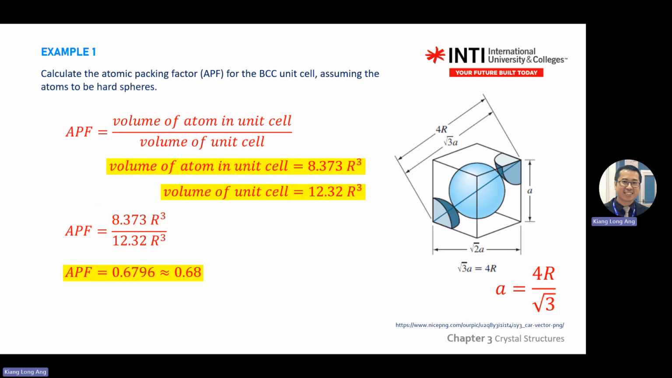So if you use this 0.68, you can leave it as 0.68, or you can write it as 68%. So it means the atoms inside the cube there are 68%. So there is still 32% that you can fit inside there.